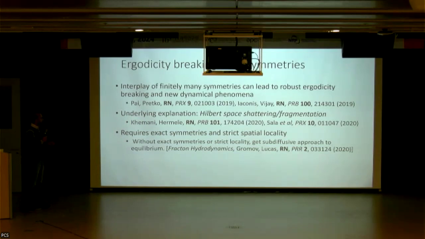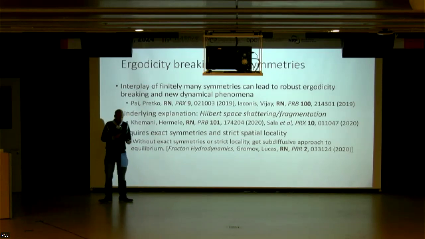So fracton hydrodynamics is great, but ultimately the system does go to equilibrium. It's just that the approach to equilibrium is slower than ordinary diffusion. It's given by some kind of subdiffusive hydrodynamic universality class. That's great, but I actually want to break equilibrium. I don't want my system to go to equilibrium even subdiffusively. And I want to do better than Hilbert space shattering or fragmentation in the charged dipole models, in that there we really needed spatial locality, and I don't want to rely on spatial locality.